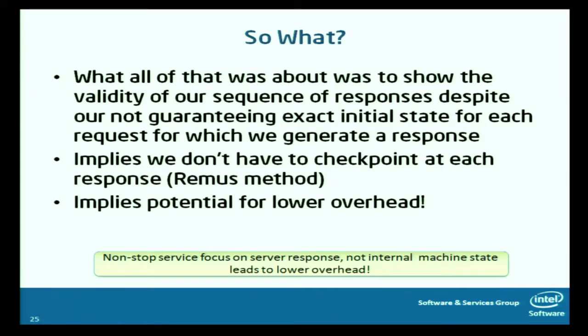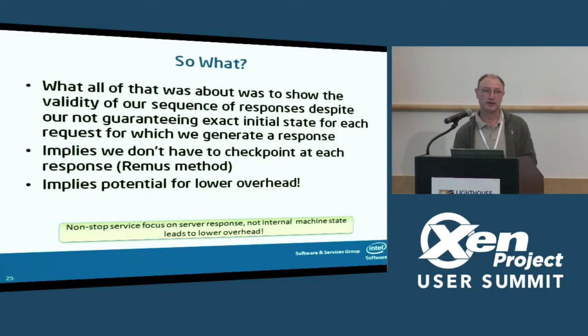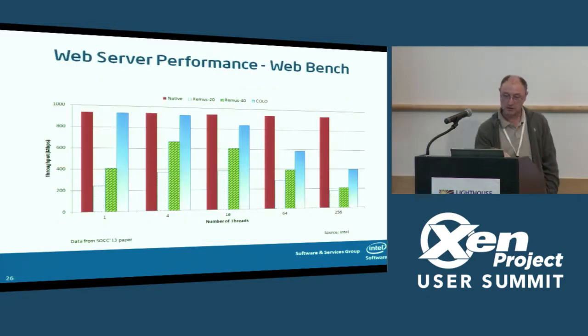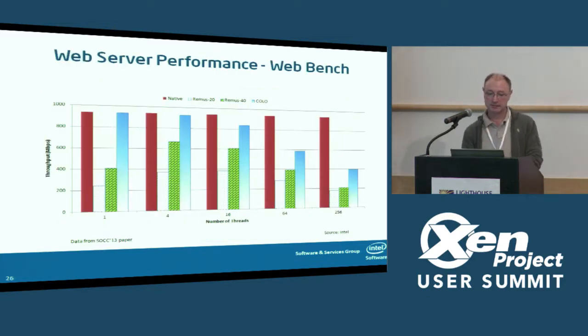I'm not sure people wanted to go through that, but why do we care? We care because by allowing us to ignore some of the exact state and move to the sequences, we can have fewer checkpoints and get better performance. So we did some work on benchmarking with Pgbench, and then some database stuff next.